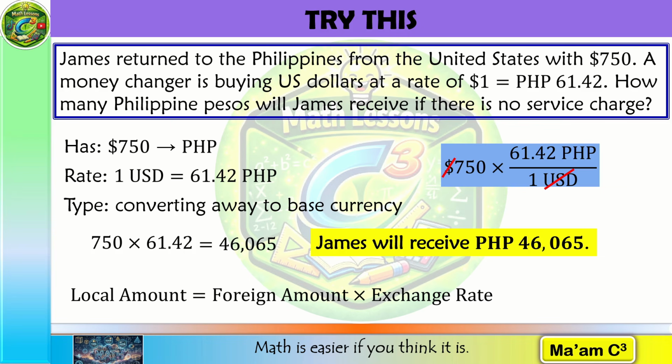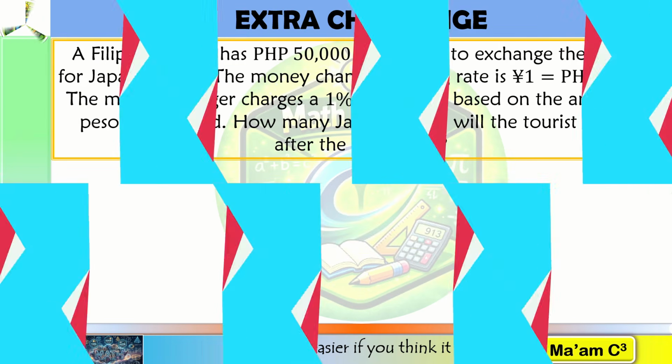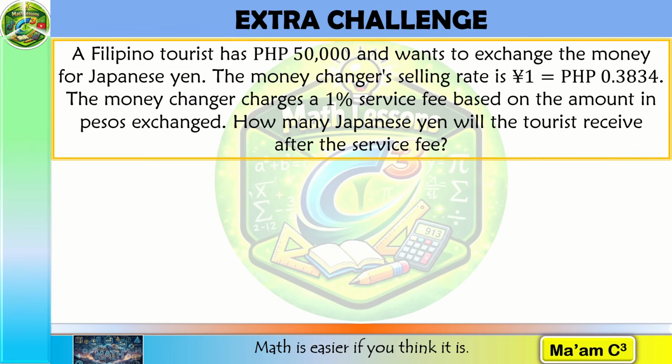Let's ramp up the difficulty with the service fee challenge. A Filipino tourist has 50,000 pesos and wants to exchange the money for Japanese yen. The money changer's selling rate is 1 yen equals 0.3834 pesos. The money changer charges a 1% service fee based on the amount in pesos exchanged. How many Japanese yen will the tourist receive after the service fee?